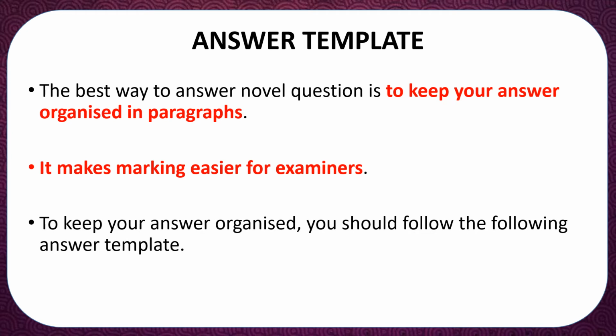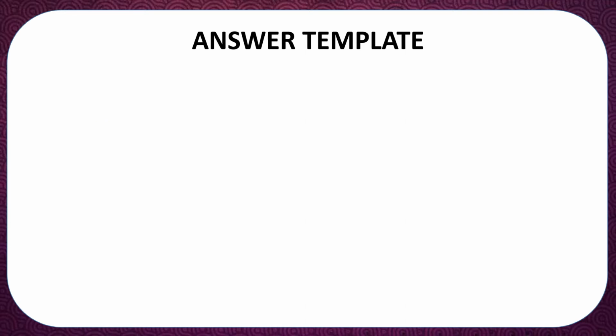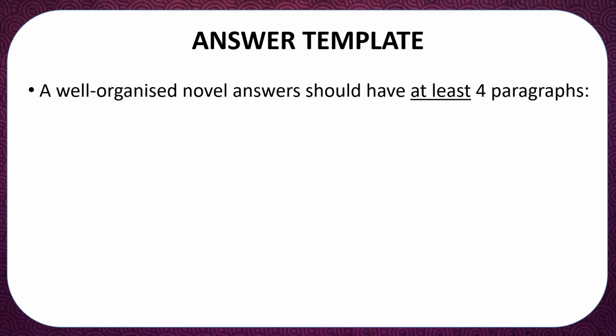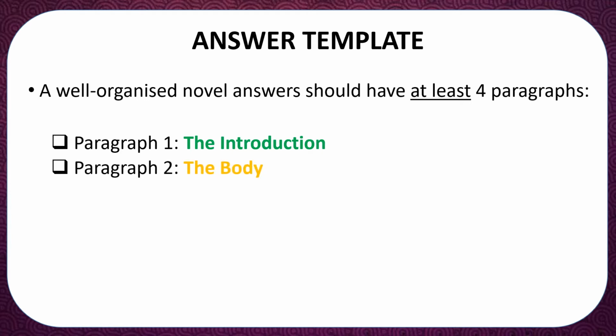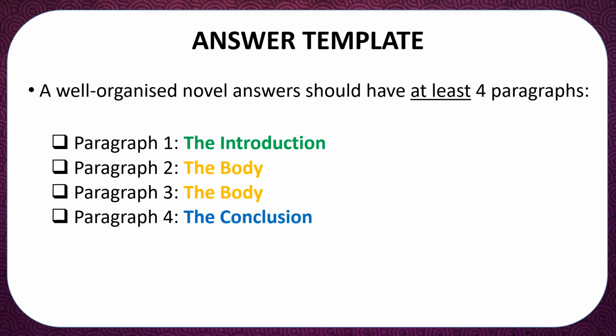Let's see. So a well-organized novel answer should have at least 4 paragraphs. I said at least 4 paragraphs, which means you can answer more. You can write more than 4 paragraphs, but at least your answer should have 4 paragraphs. So what are the 4 paragraphs for? The first one, paragraph 1, must be the introduction. And then you must have 2 paragraphs for the body. Basically, the body is where you write the content. And finally, the conclusion in paragraph 4.